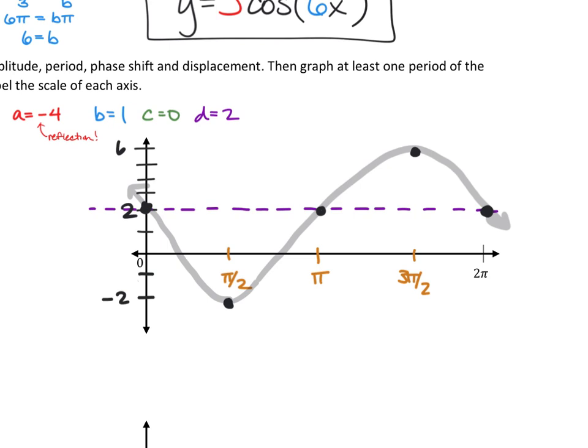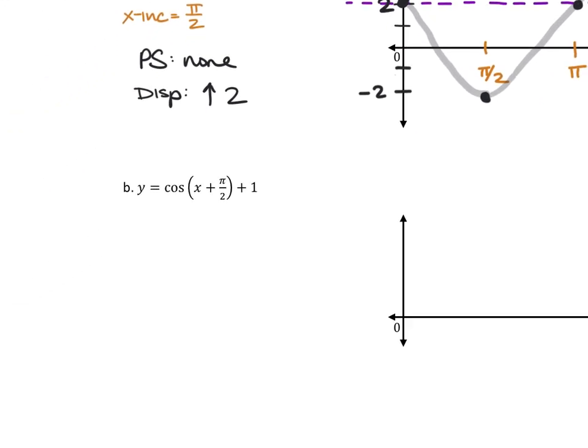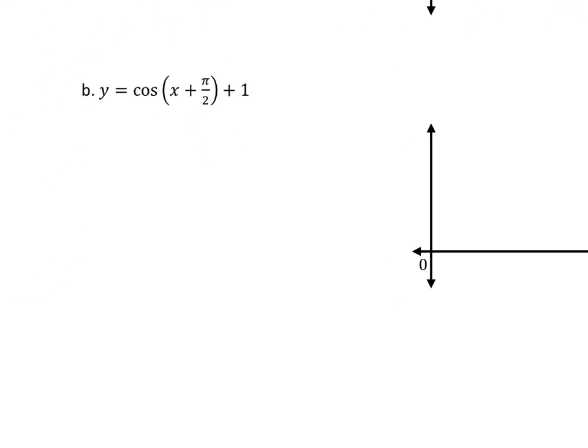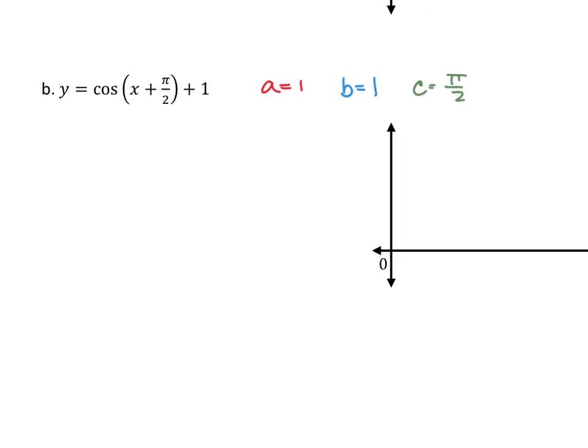Okay, let's try this one together. I always like to start with A, B, C's, and D's. What is A? 1, because there's no number in front of the word cosine. What is B? 1, because there's no number multiplied in front of x. What's C? Pi over 2. And what's D? 1.